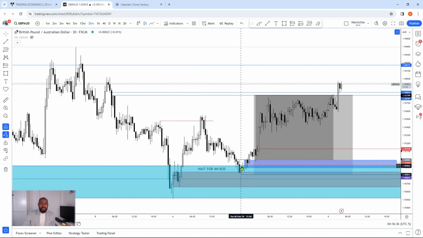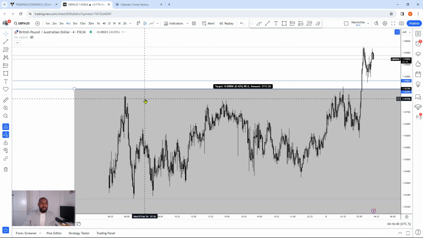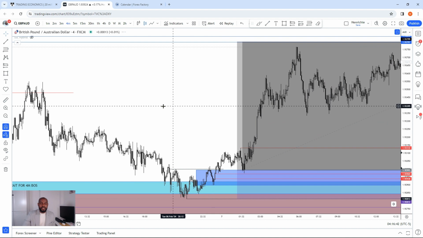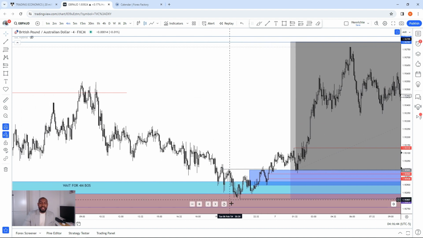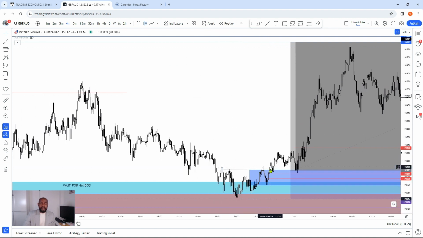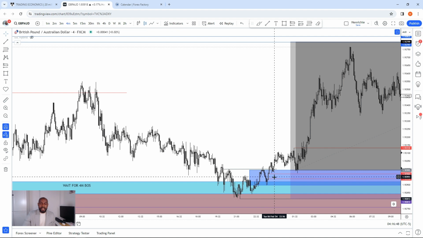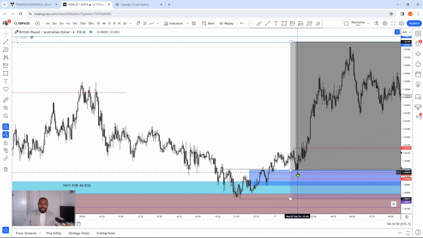So all I needed to see was for price to tap in here and break a 4 minute shift in market structure. And right here, you can see the 4 minute shift in market structure, a high, a low, a break. This was the break of structure, and this was the retest. And then price came in again the second time.